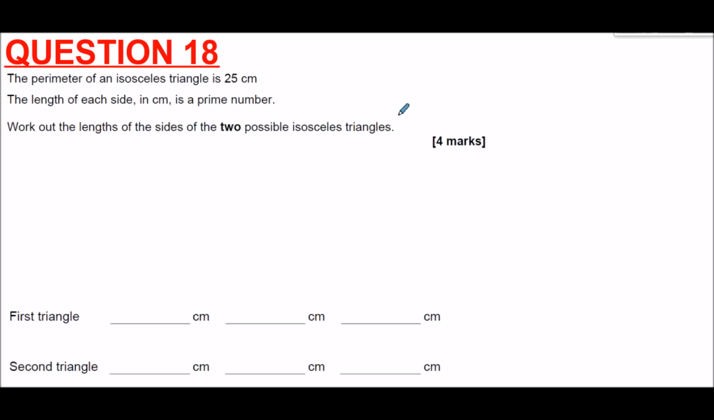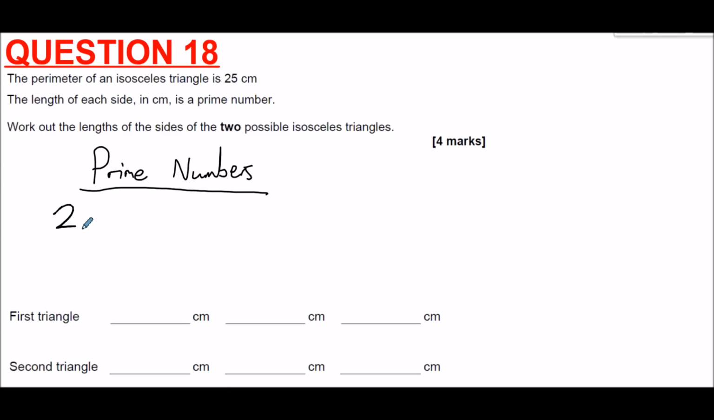So question 18, we've got a perimeter of an isosceles triangle, which is 25 centimetres, and we're told the length of each side is a prime number. So what we could do first of all is just recap what prime numbers are. Prime numbers are numbers which have exactly 2 different factors. So if it can only be divided by 2 different things, itself and 1.